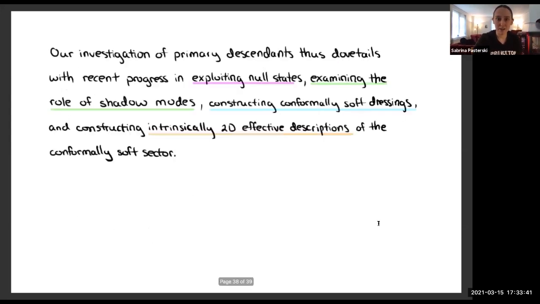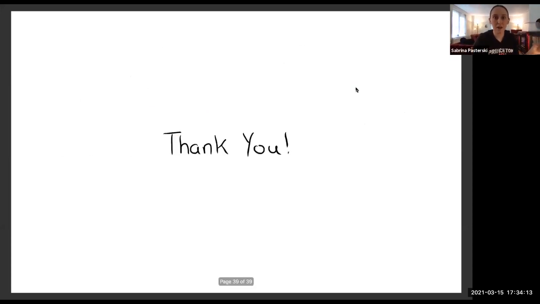That's what I wanted to leave off on, and to point out that we started from something a priori relatively simple. We're looking at SL2C. You obviously want to look at Poincare too, because there's so much power in these symmetries. It's fun that you already land on a story where exploiting null states, examining the roles of shadow versus non-shadow in the basis, constructing conformally soft dressings, and trying to construct an intrinsically 2D effective description of the conformally soft dynamics are all tied together from just looking at primary descendants of SL2C. And that's what I wanted to say.